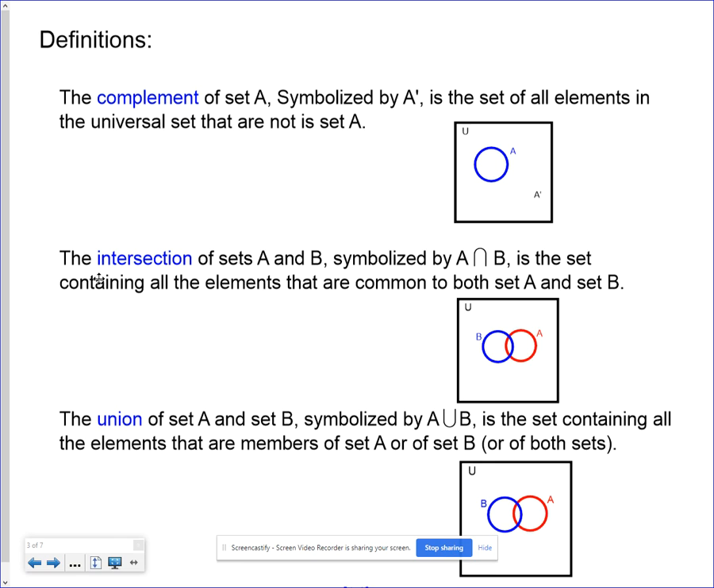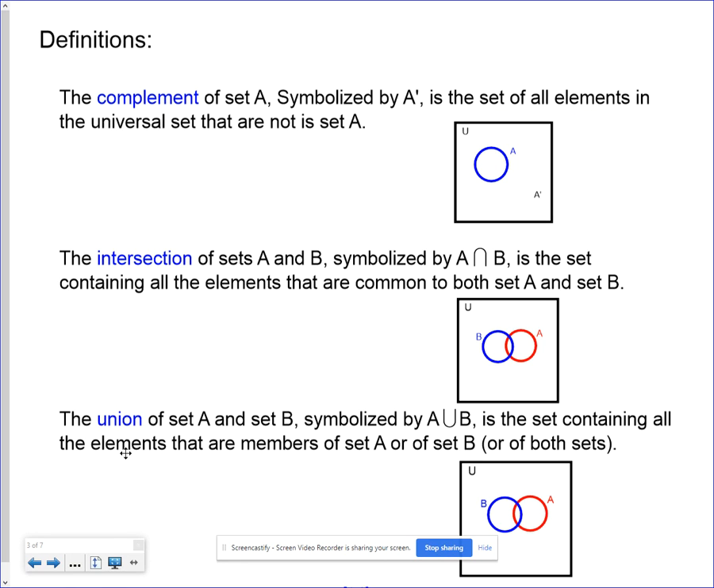When 2 sets intersect, we use this symbol. It looks like a U upside down. Okay, so this is read A intersect B. That's a set that contains all the elements that are common to both set A and set B. So when you see this, you're looking for the elements that are in both set A and set B. So that would be this little area right here. A intersect B would be this little area.